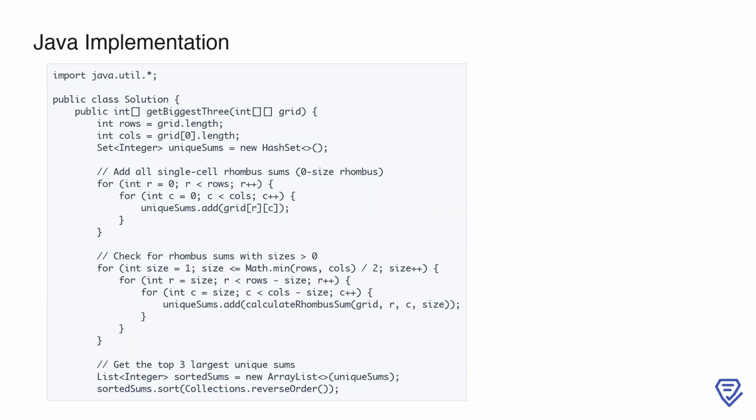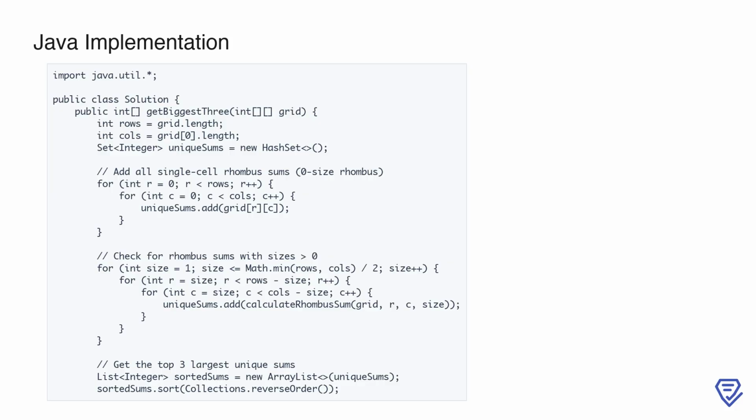Here, we begin our Java implementation of the problem. First, we import the necessary packages, including java.util.* for data structures like set and list. In the getBiggest3 method, we start by determining the dimensions of the grid, which are the number of rows and columns. We initialize a hash set called uniqueSums to store rhombus sums while ensuring uniqueness. Next, we calculate the sums for zero-size rhombuses, which are simply the individual cell values. This is done with a nested loop iterating over all grid cells, where each cell's value is added to uniqueSums.